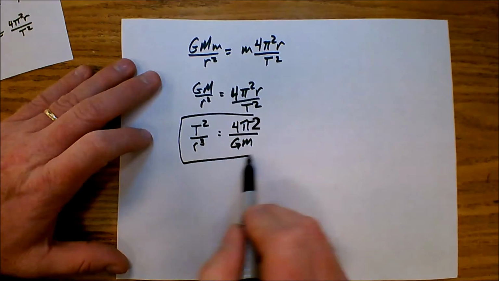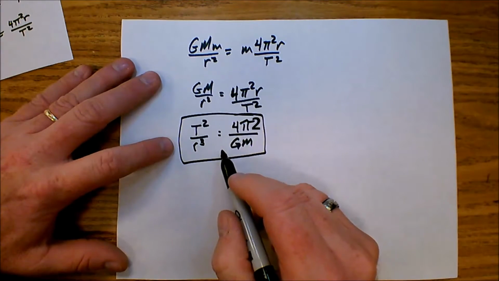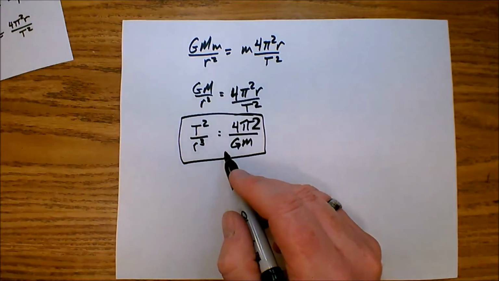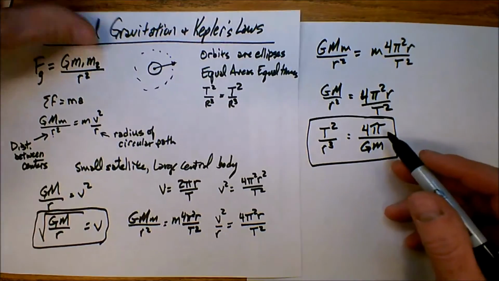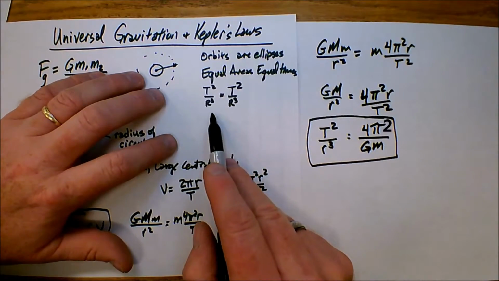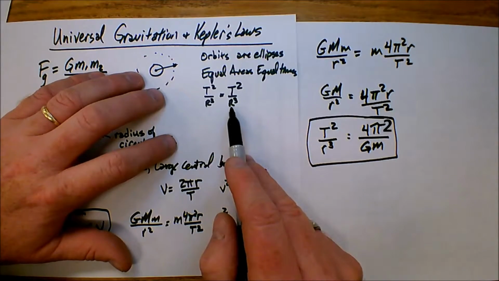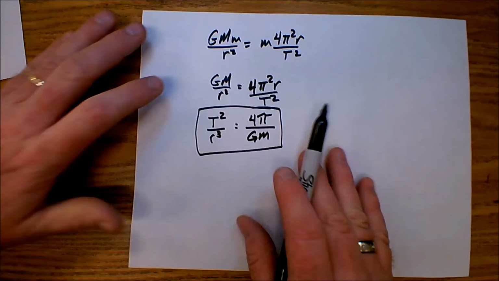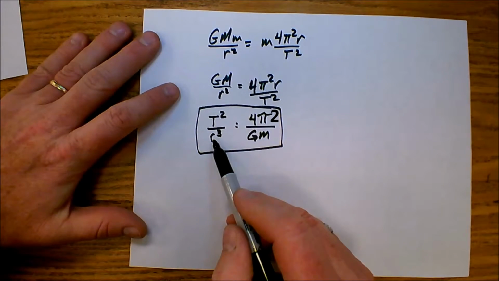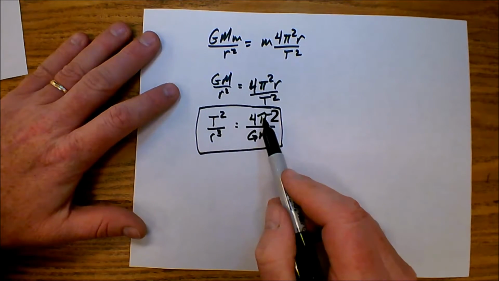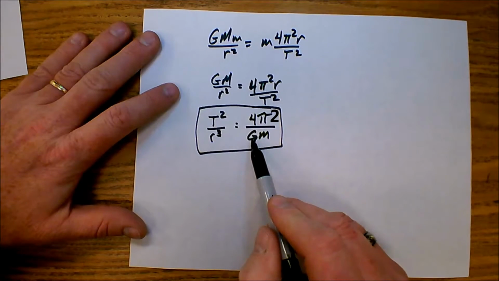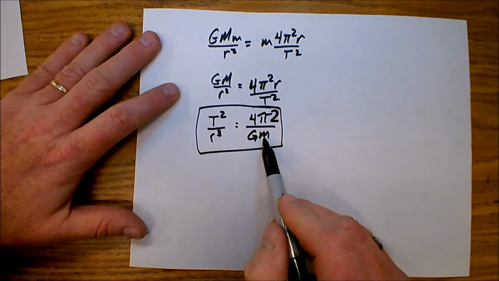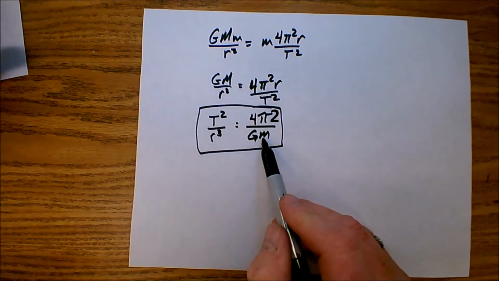Now, this, in fact, is a mathematical statement of Kepler's third law. Remember, Kepler's third law said that T squared over r cubed is equal to T squared over r cubed for any two objects that orbit the same body. So what we can see here is that T squared over r cubed is equal to a constant times a constant, divided by a constant times the mass of the central body. And that's why for Kepler's laws it had to be two objects that orbit the same central body.